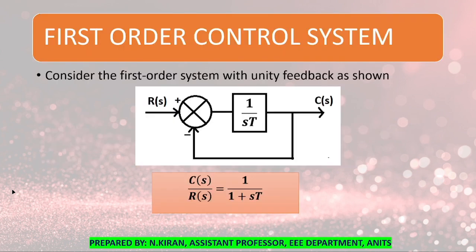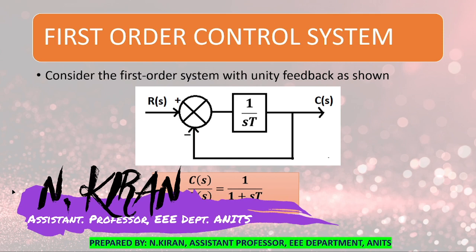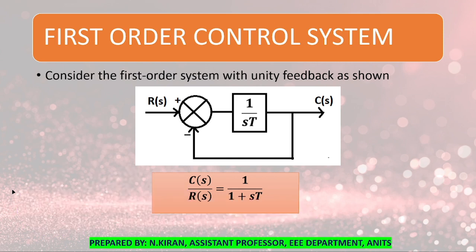In today's lecture we are going to derive the expression for the first order control system for unit step, unit parabolic and unit ramp inputs, and later we are also going to derive the expression for the second order control system for unit step in various cases.